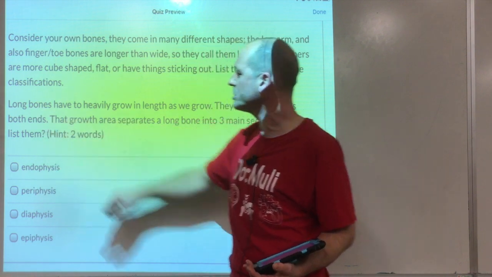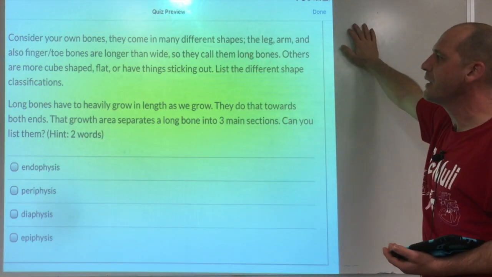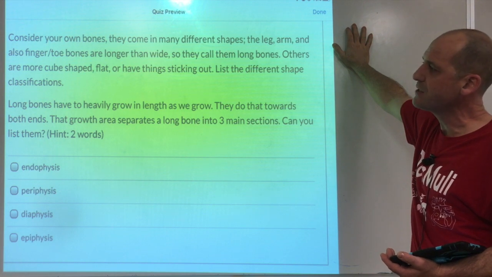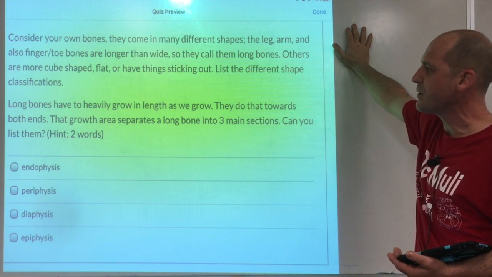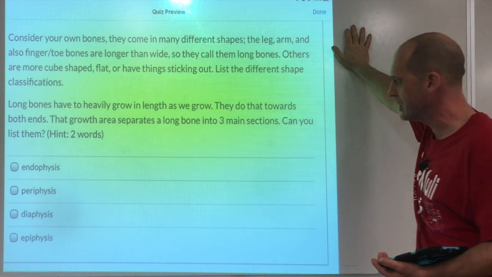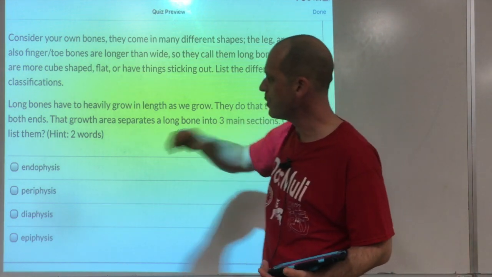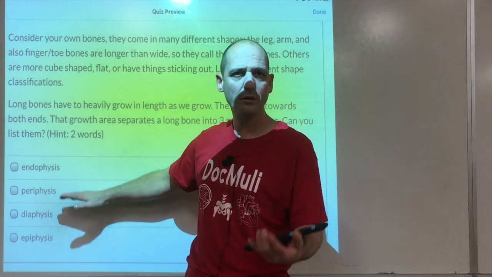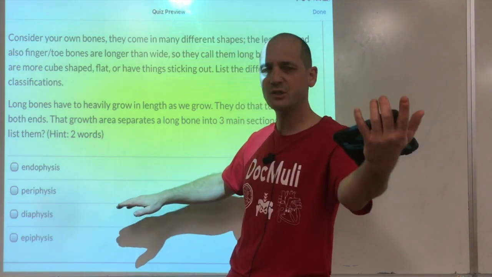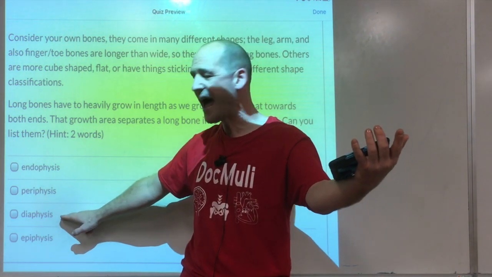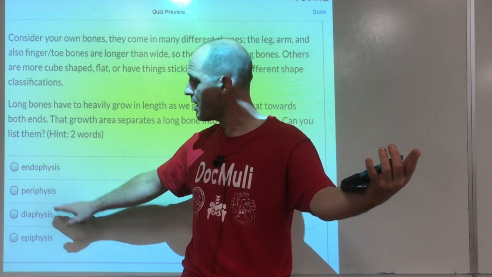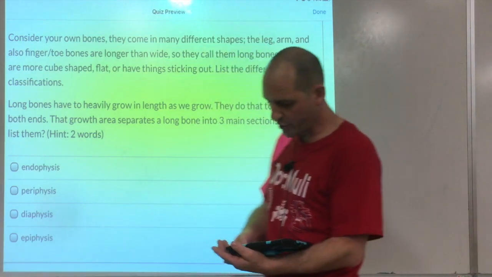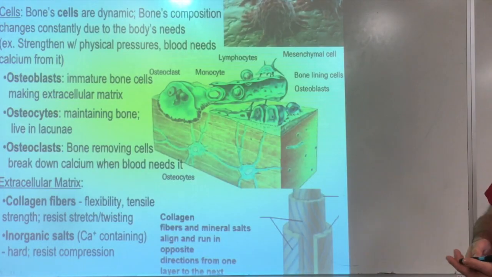Like here, long bones have to heavily grow in length as we grow. They do that towards both ends of the bone. That growth area separates long bones into three main sections. Can you list them? Two words. Oh, well, just do the best you can. The diaphysis and the epiphysis. Good. I know, these are weird words. Epi means on top.